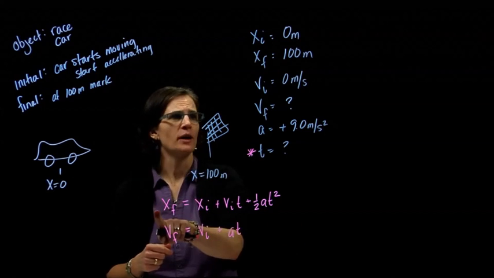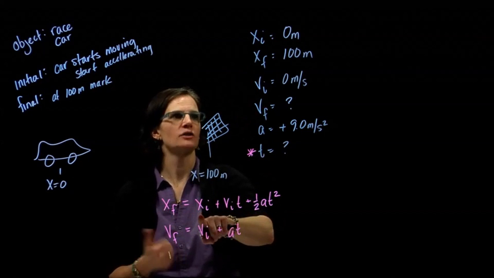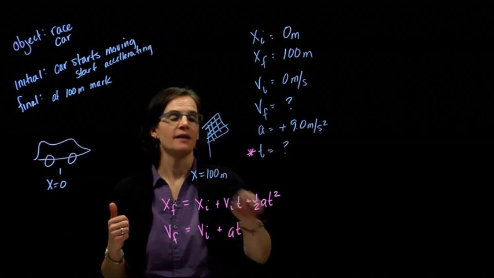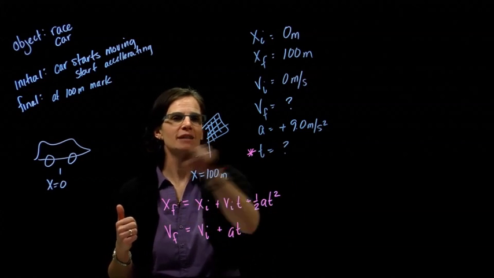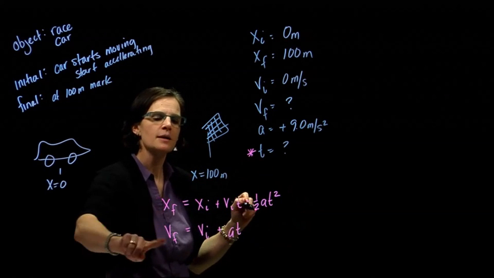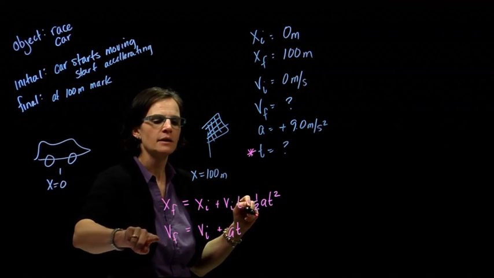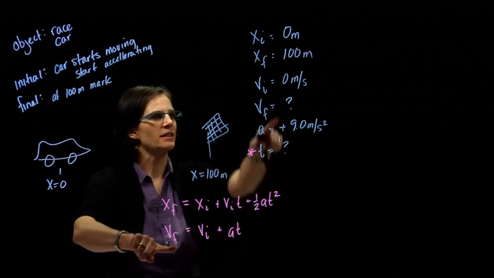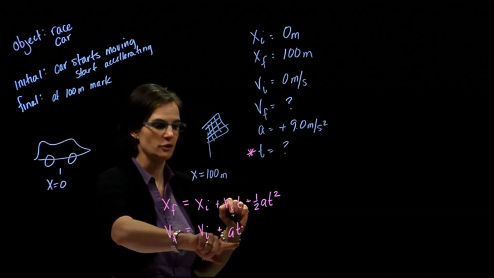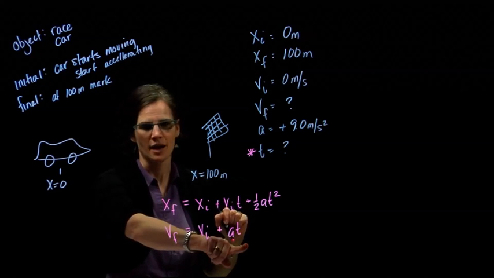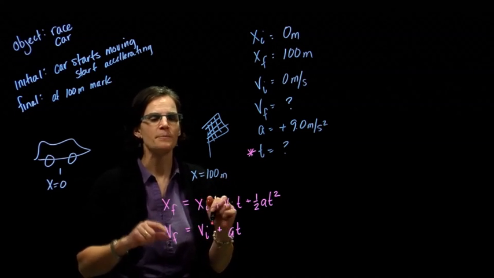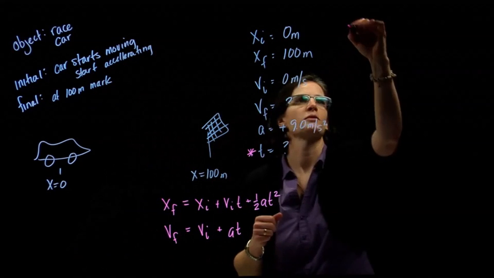The top one, well, I have x final, check, x initial, yep, v initial, yep, times what I want, and the acceleration. So I have everything I need but time in this first equation. That's probably a good choice. Let's just double check that second one. V final, well, that was a question mark, so I don't know V final. I do know V initial, I know acceleration, and I don't know time. So two unknowns in that equation. It's not going to be as effective. So let's use the equation that's most effective.